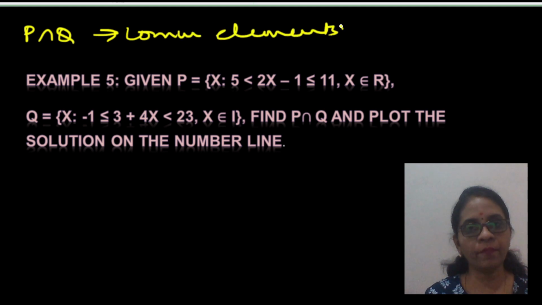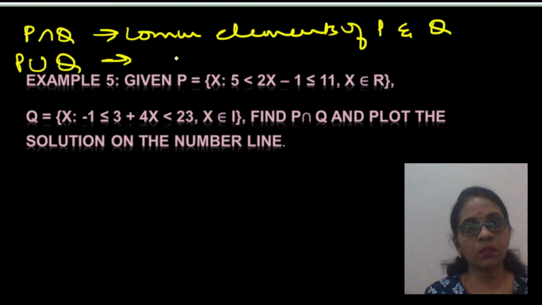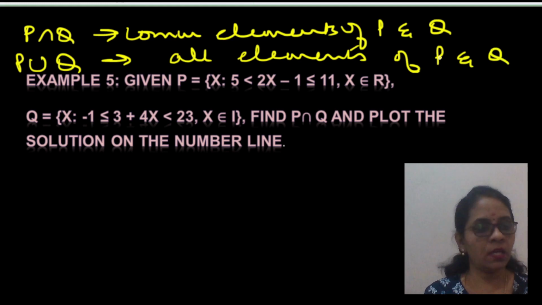Common elements of P and Q. And if you have P union Q, it is all elements of P and Q. I think this much you know. Also, you should know what is P dash and what is Q dash. P dash is the complement of P, Q dash is the complement of Q. So let's see this basic model first.